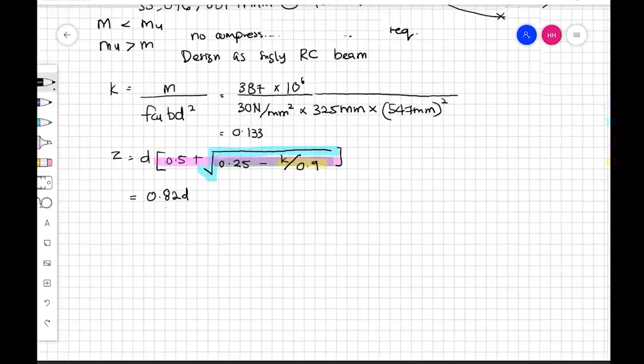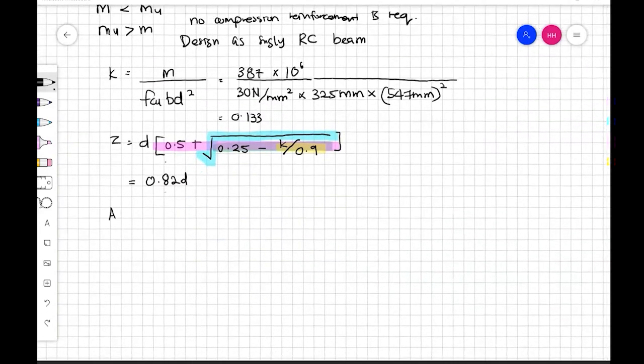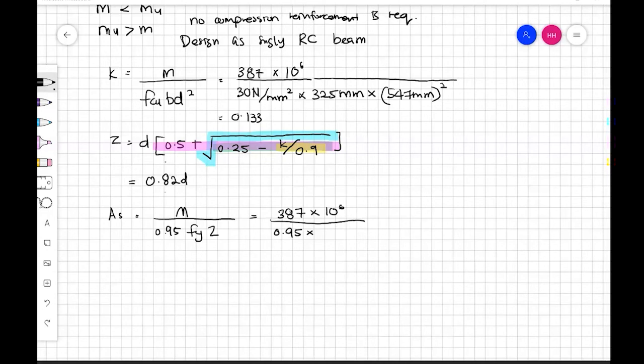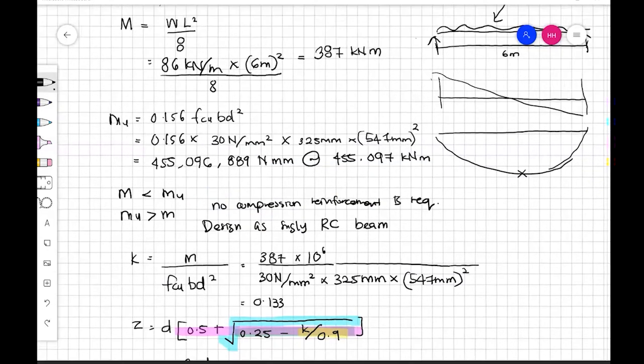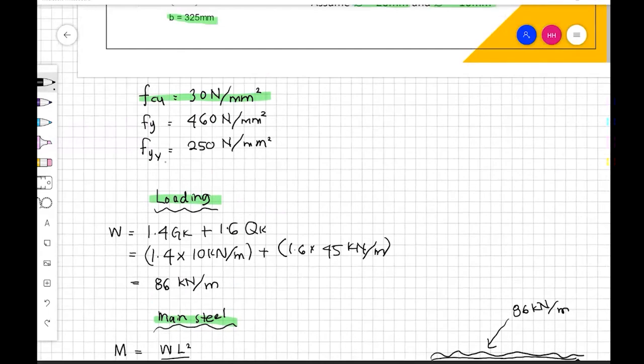Okay. So after that, kita bolehlah kira AS. So AS formula is M divided by 0.95 FY Z. M is 387 times 10 power of 6. We divide with 0.95. FY kita dah tahu it is 460. Kat sini kita dah ada FY, 460.